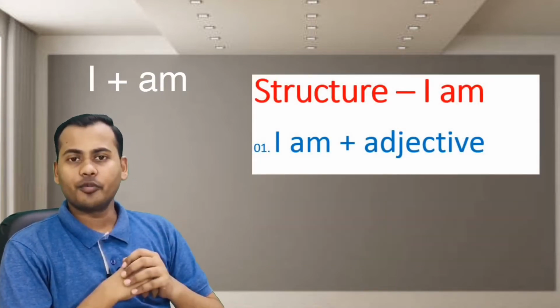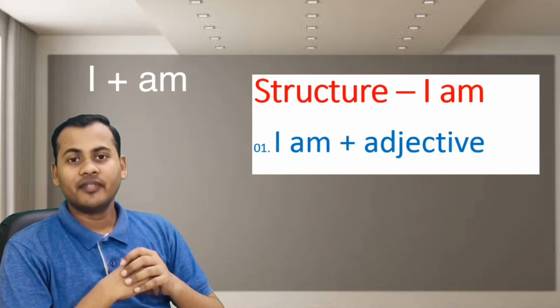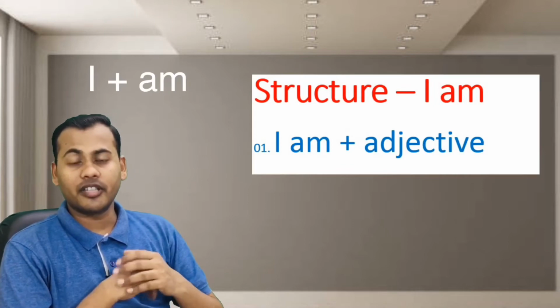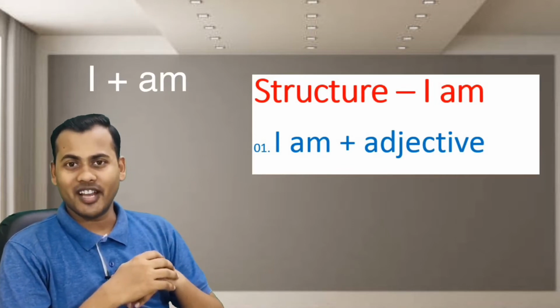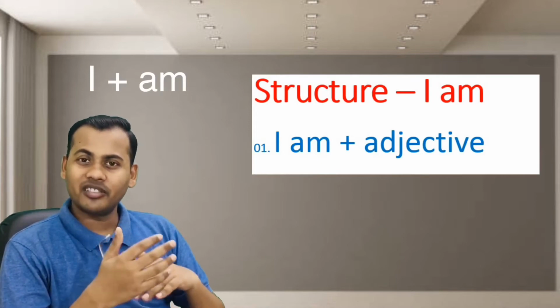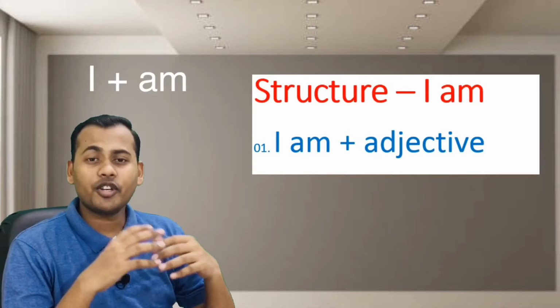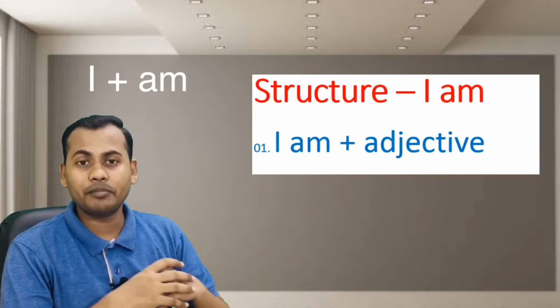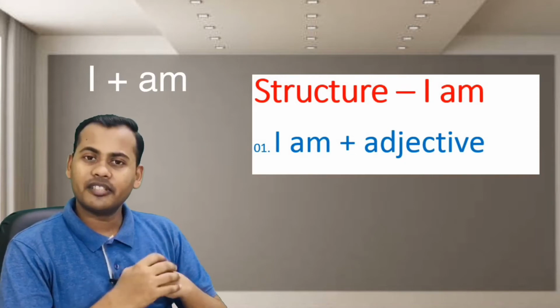Let's take the first one: I plus am plus adjective. Now as you know, adjectives are the words that describe a quality. You have to find out the list of adjectives and know the meanings of them, so that you can expand your vocabulary and be more descriptive about the things that you're talking about. Here are some examples that will help you to describe something.